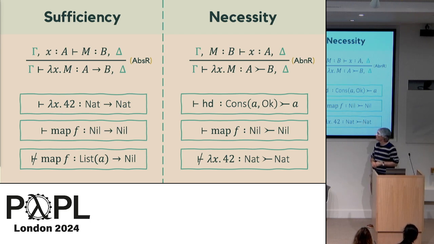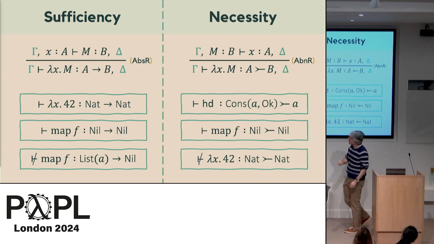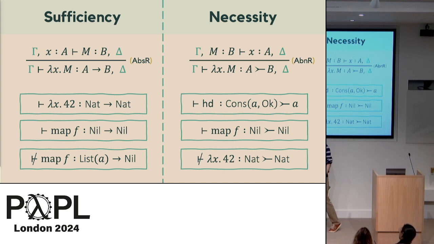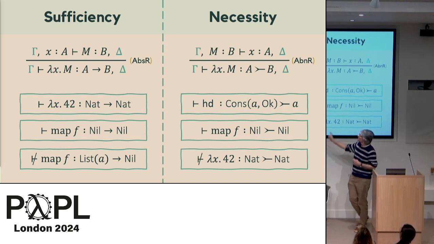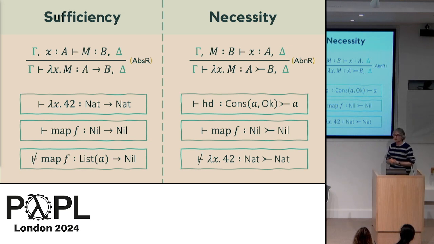And here you can see that with the usual arrow, we can express preservation of properties. Map f preserves the emptiness of its argument, but with necessity, we can express reflection of properties. Map f reflects the emptiness of its output. And then, of course, it's not the case that to obtain a nat from the constantly 42 function, you need to give it a nat. That's not true.